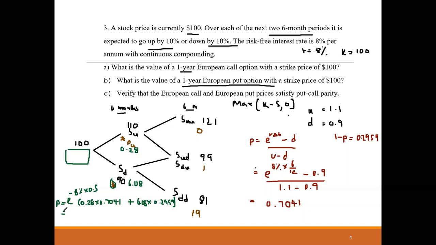So round it up to 2 decimal places. You should get 1.92. So that would be the put option price. If you round it up to 2 decimal places, you should get 1.92. So check your answers.